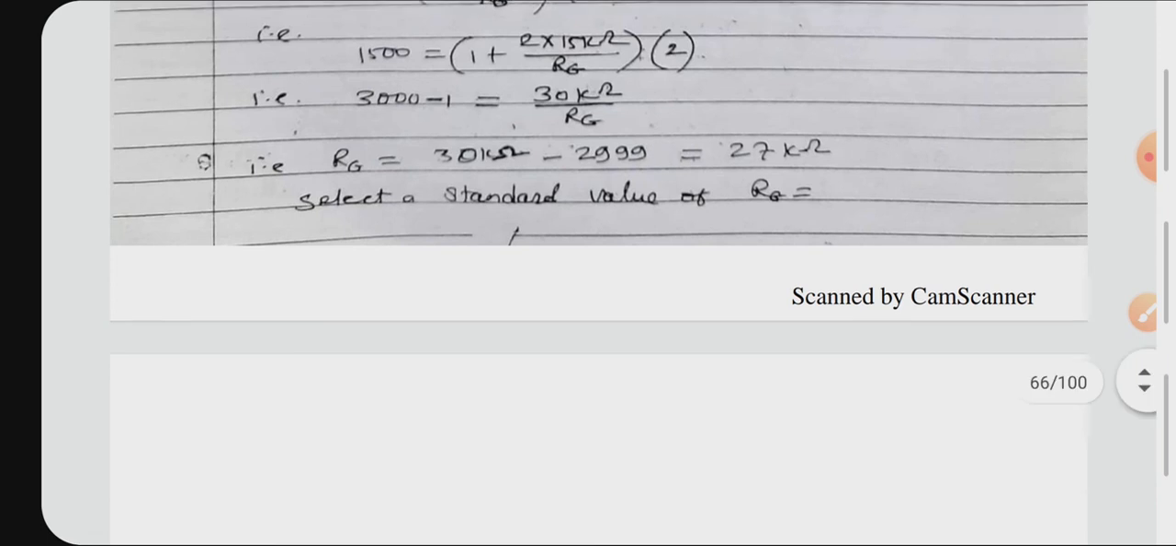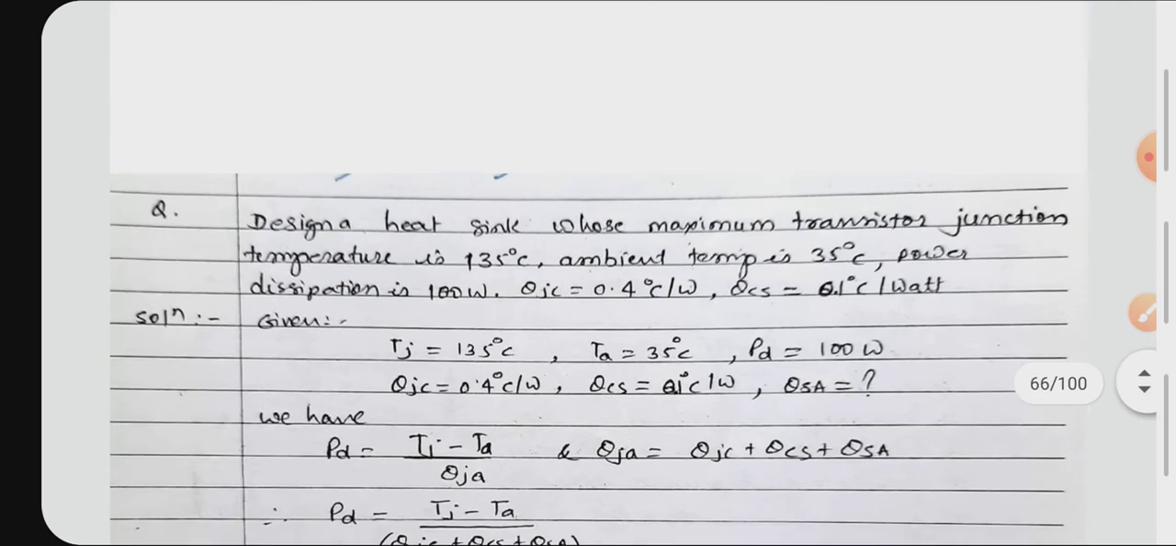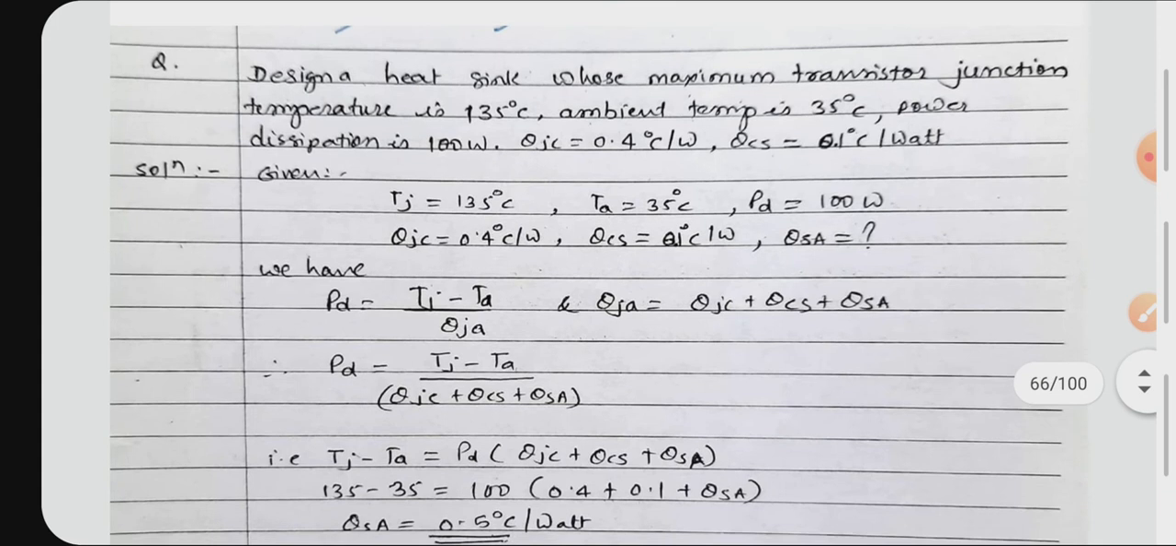Okay, now in the previous exam, one problem was asked based on the design of heat sink. Heat sinks are the mechanical components which are used to dissipate the additionally generated heat, so as to protect the components, so as to protect the ICs, integrated circuits.